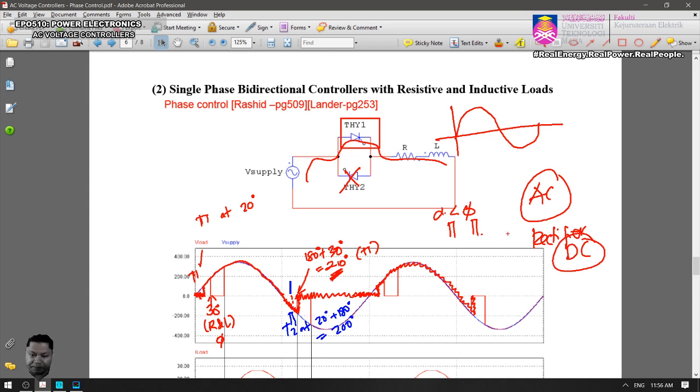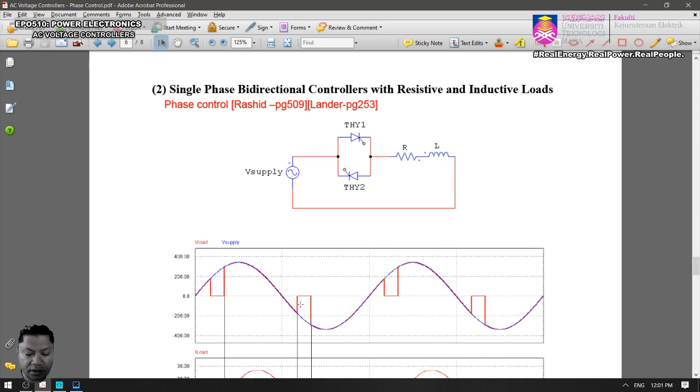Okay, so to avoid that, you must provide a continuous gate pulse. For example, in this case, we trigger thyristor 1 at 20 degree, so you're going to have a long pulse. This is the pulse for thyristor 1, from 20 degree to 280 degree if you like.